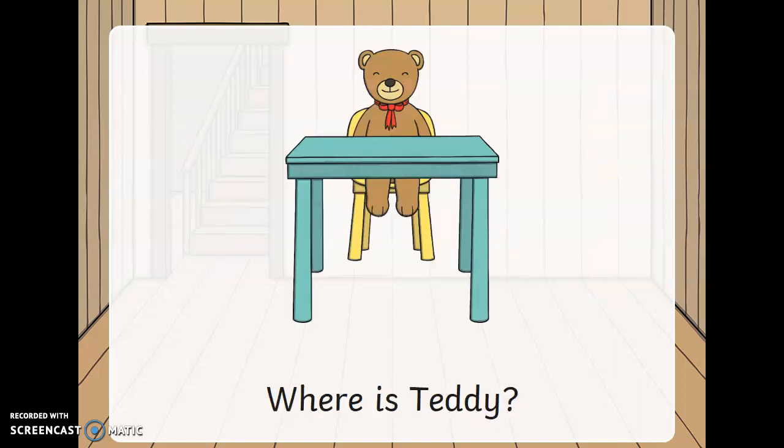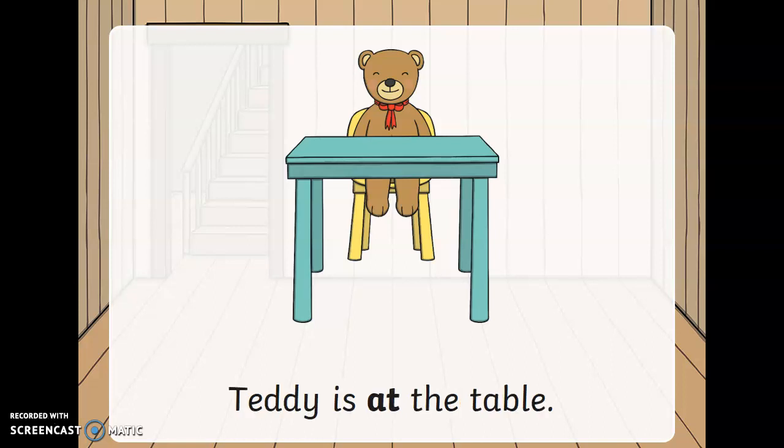Okay, boys and girls, where is Teddy on this picture? Well done. Teddy is on a chair. And where is Teddy and his chair? Fantastic. Teddy is at the table and he's doing what we do in school. He's sat on his chair and his chair's tucked right under the table so that his tummy is touching the table.